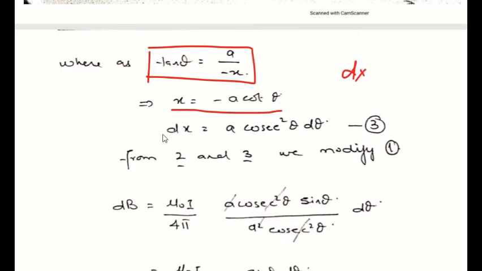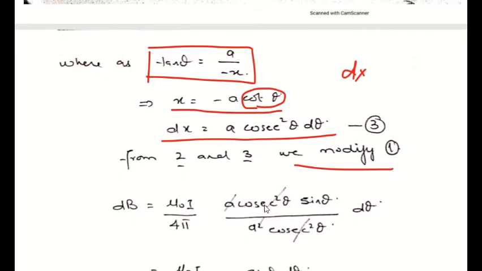I'll take the derivative on both sides. So dx is equal to, when I take the derivative of minus cot theta, I'll get cosecant square theta d theta. So this is what I get over here, and from equations 2 and 3 I can easily modify equation number 1, that is the Biot-Savart law.